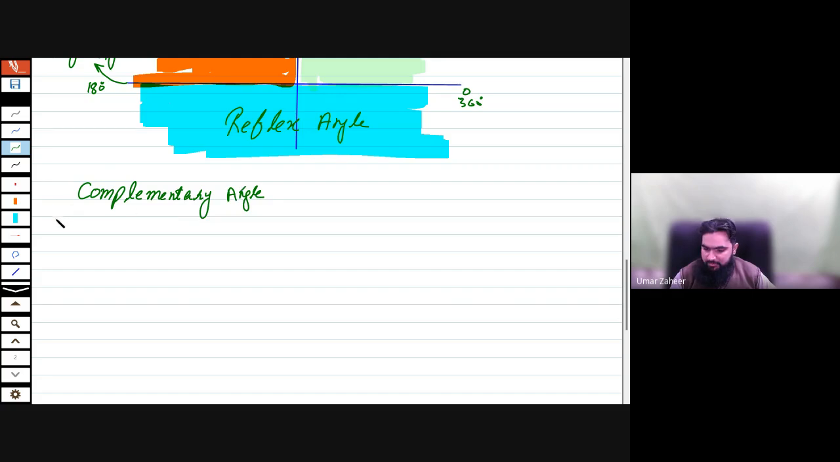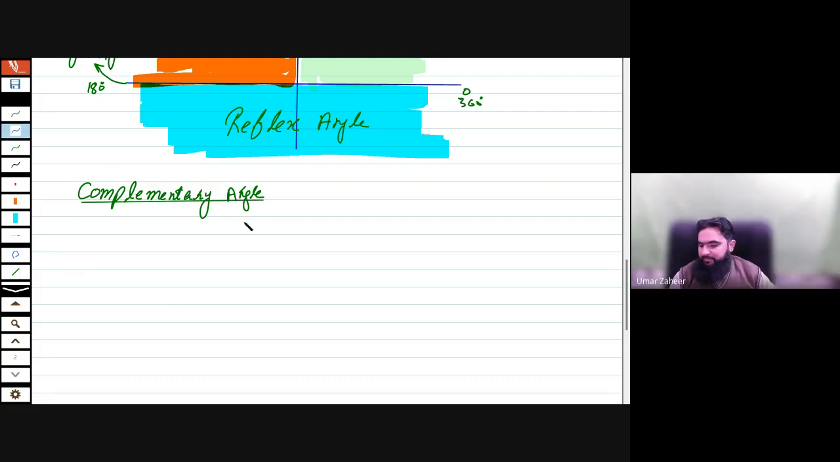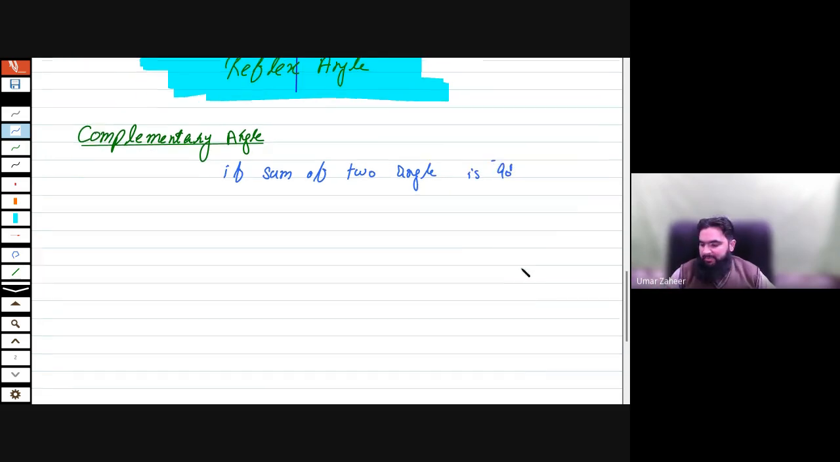Which angles are complementary? Angles that add up to 90 degrees. If the sum of two angles is 90 degrees, these two angles are known as complementary.